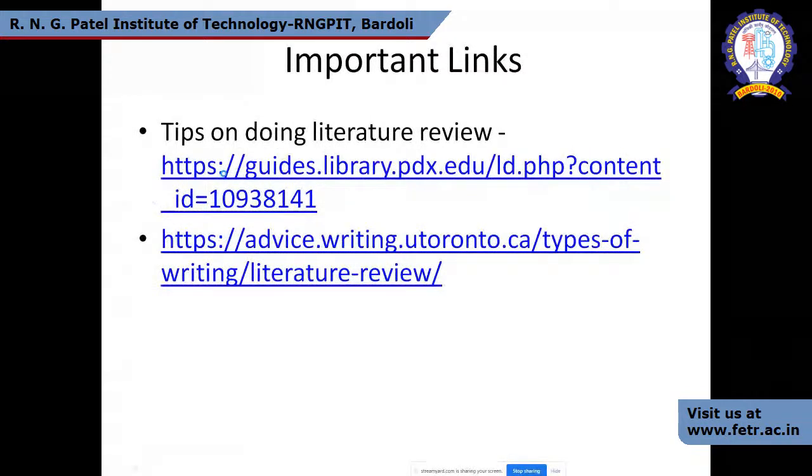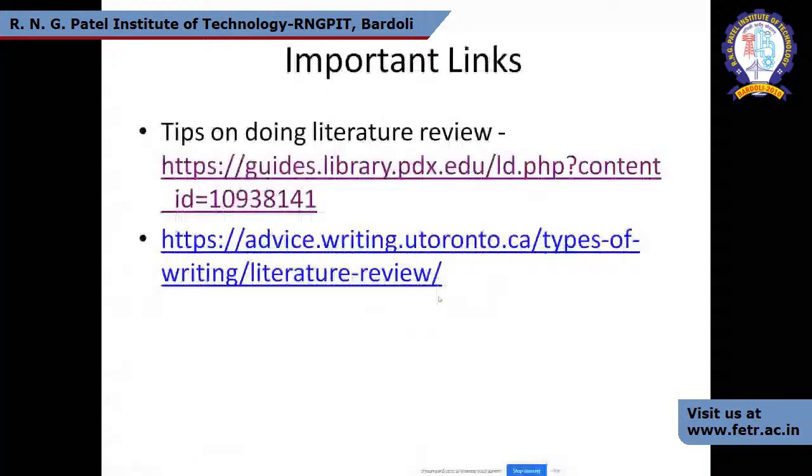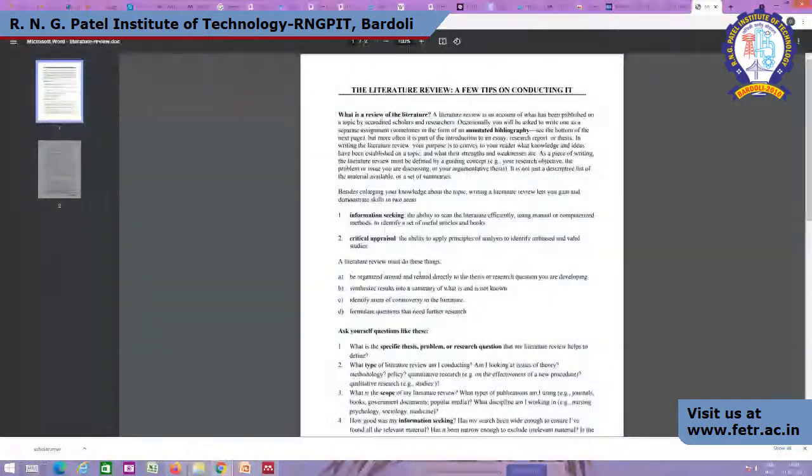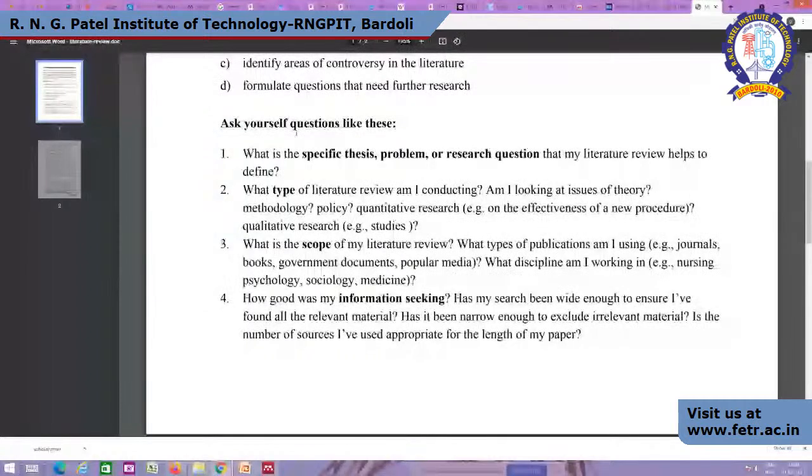So let me open it over here. There are 2 links I have noted down here. In a literature review, we should ask some questions. This is directly taken from this website. What is the specific thesis, problem, or research question that my literature review has to define? What type of literature review am I conducting? Am I looking at the issues of theory, methodology, or policy? Is it quantitative research or qualitative research, which particular research am I interested in? So qualitative means study, and over here the effectiveness of a new procedure is for the quantitative research.